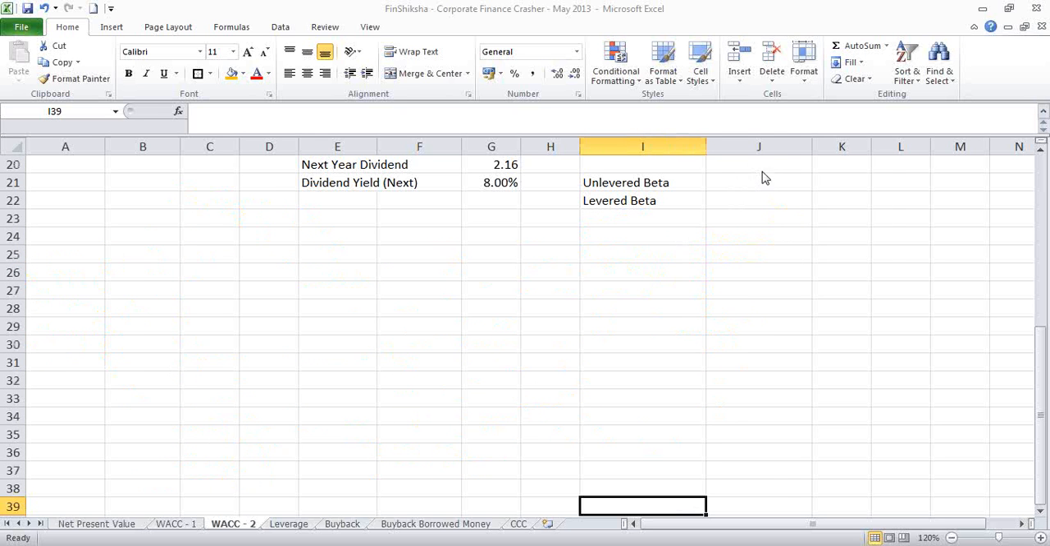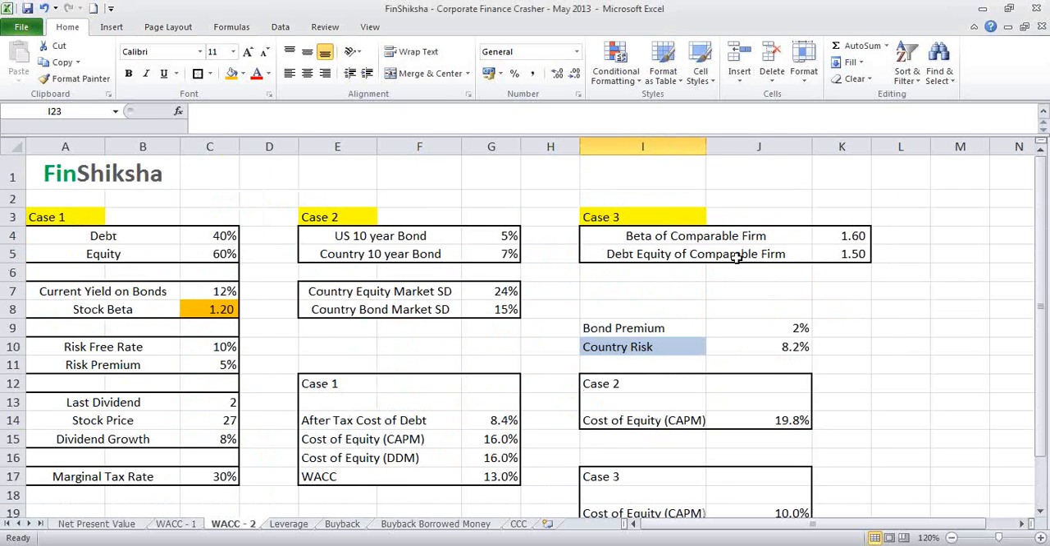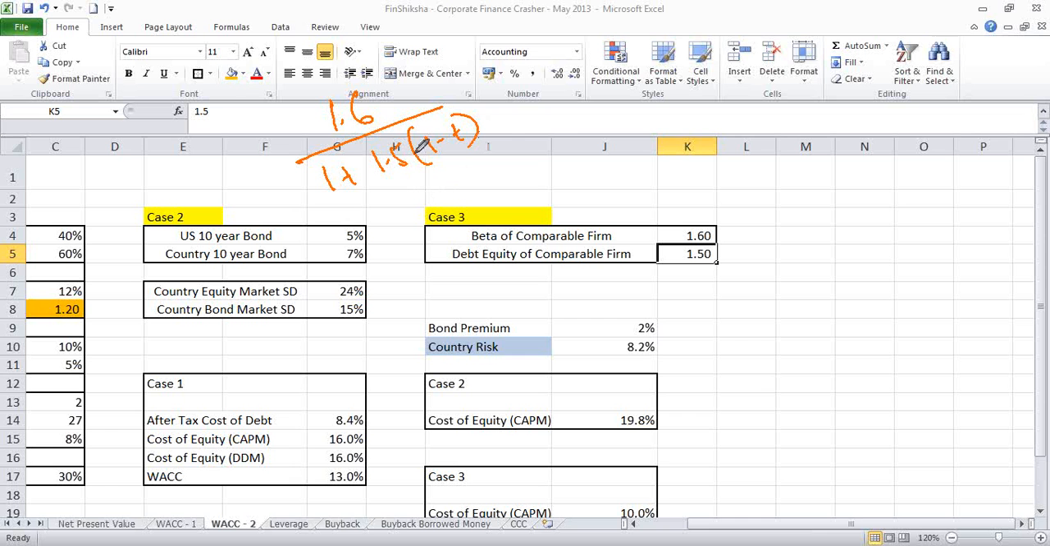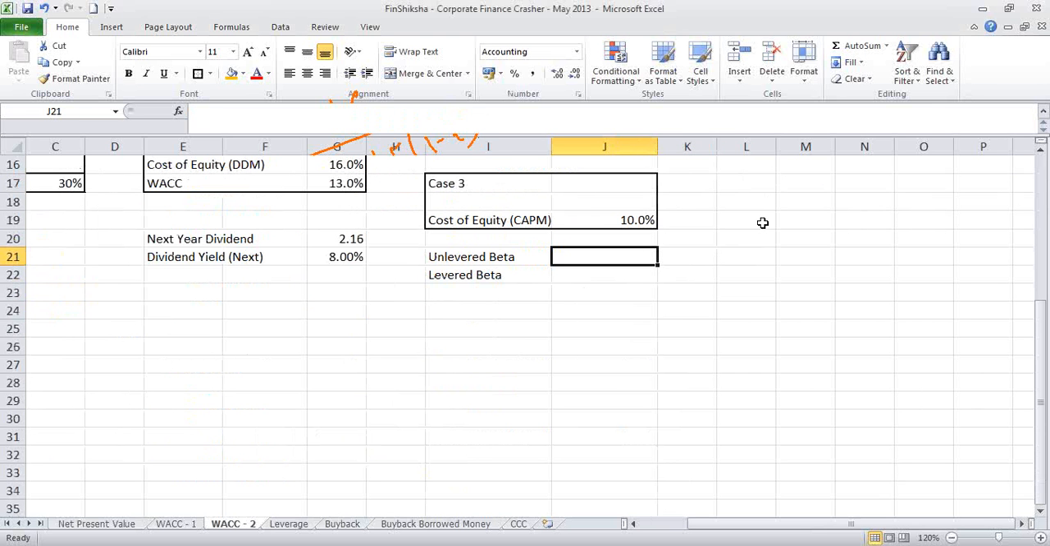So we have a particular comparable firm, whose beta is given to us. That's 1.6. What we also have is that debt equity of this comparable firm is 1.5. So remember the formula. The formula for calculating asset beta will be 1.6 divided by 1 plus 1.5 into 1 minus the tax rate. Correct? Tax rate we'll assume to be 30% here as well.